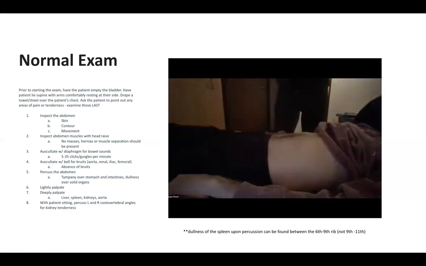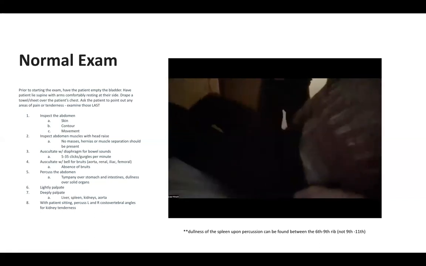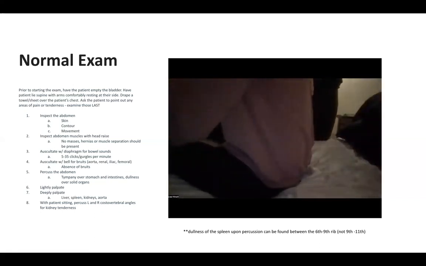Lastly, what I'm going to have my patient do is sit up, and I'm going to assess for any kidney tenderness. I'm going to place my hand on the costovertebral angle and percuss. This should not be painful or tender for the patient.